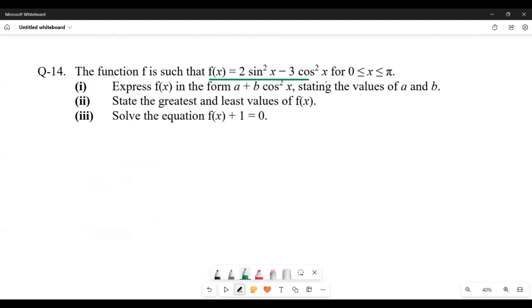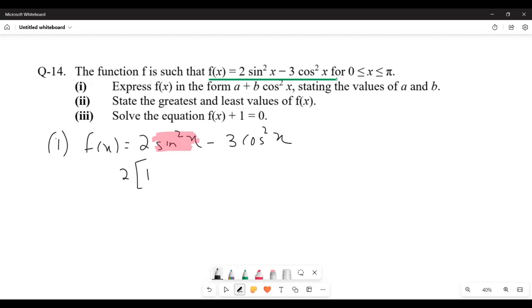Function f is such that f(x) equals this. Express f(x) in the form a plus b cos square x. Okay, so f(x) is 2 sine square x minus 3 cos square x. But I need it in the form which just has cos square. So I'm going to replace this with 1 minus cos square x. Two minus 5 cos square x.